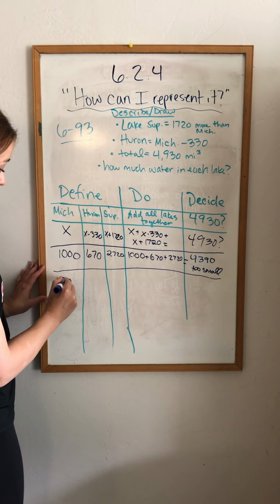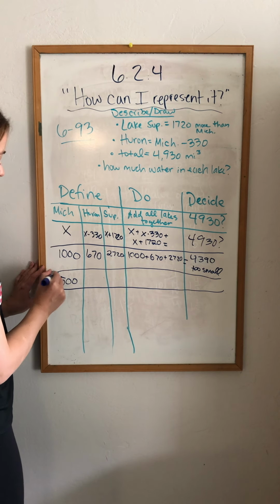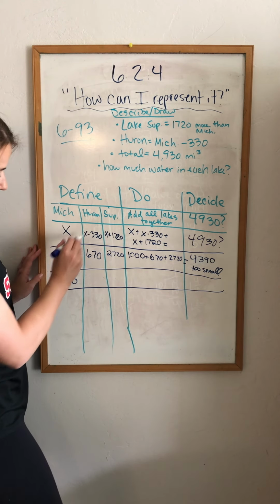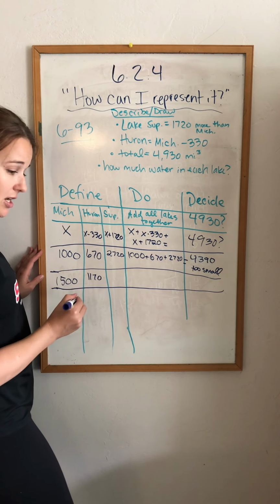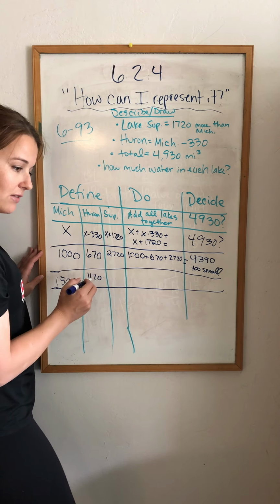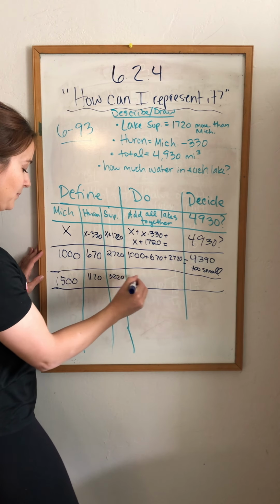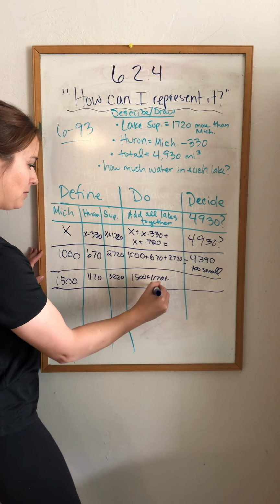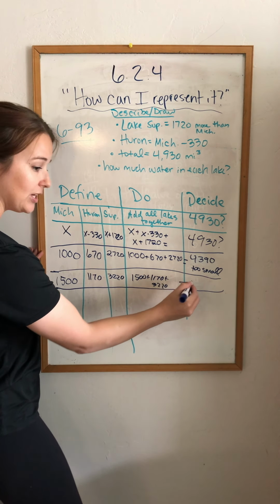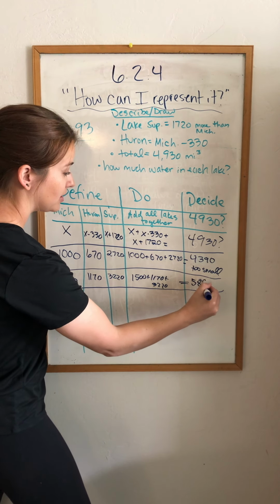So 1,500 was my next guess, because I knew it needed to be bigger than 1,000. So 1,500 minus 330 was 1,170. 1,500 plus 1,720 was 3,220. And if we add them all up, we get the 5,890, and it was too big.